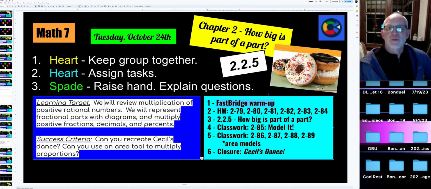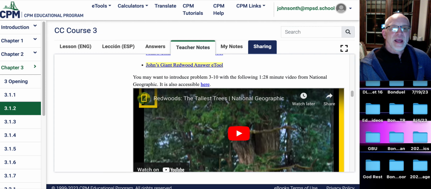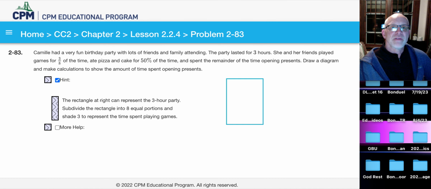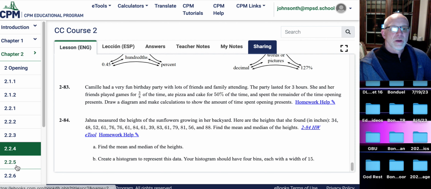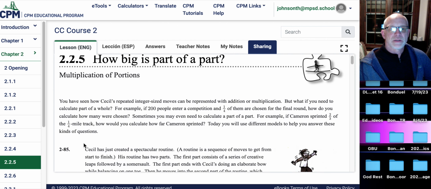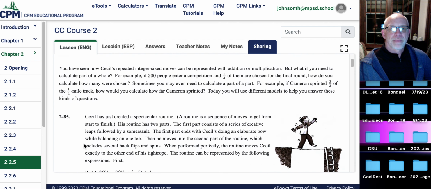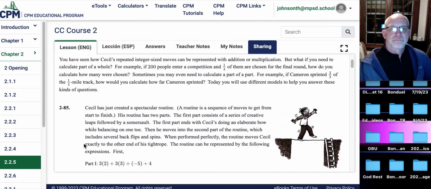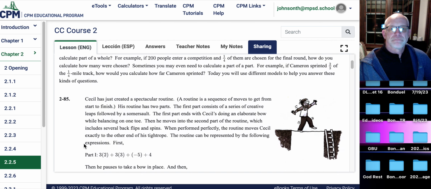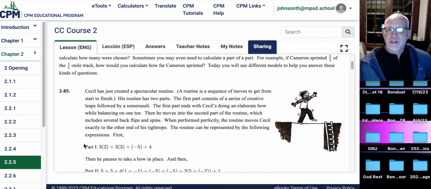So after that is done, we're going to talk about how big is part of a part. So we're going to go to 2.2.5. And in 2.2.5, we're going to read this. Cecil has just created a spectacular routine. A routine is a sequence of moves to get from start to finish.